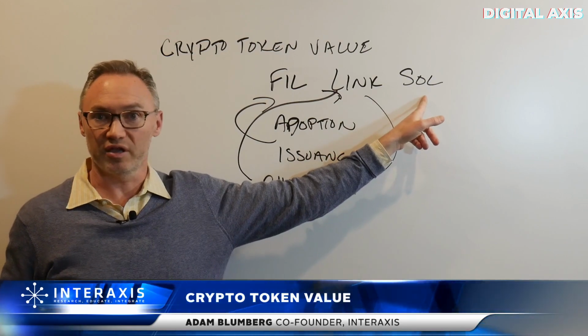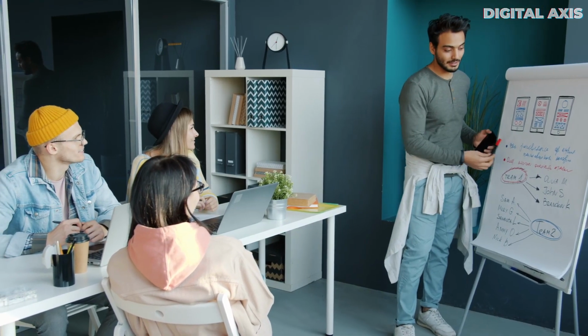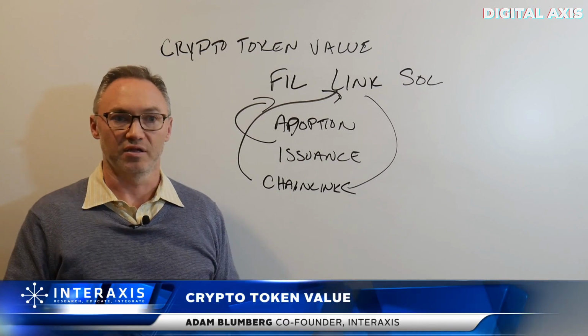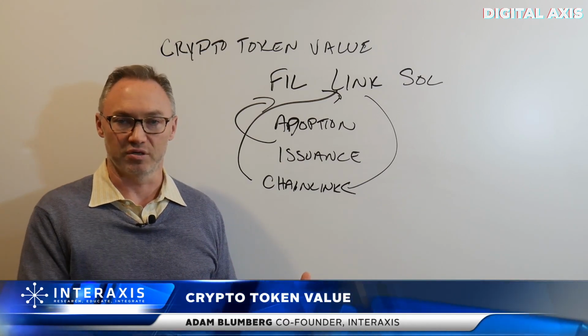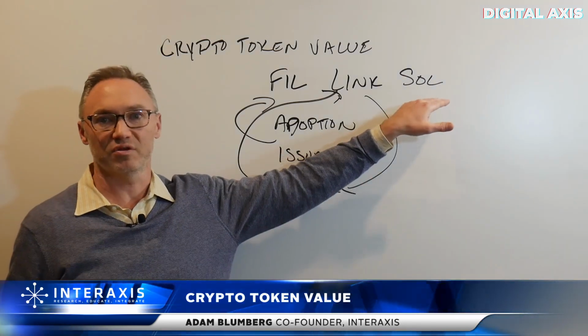With Solana, what we look at often is how many builders are there? Who is building applications for these particular chains? Because more applications built on those, more builders, means theoretically more adoption, which means more transactions, which means maybe more demand. But again, you have to look at the issuance policy.